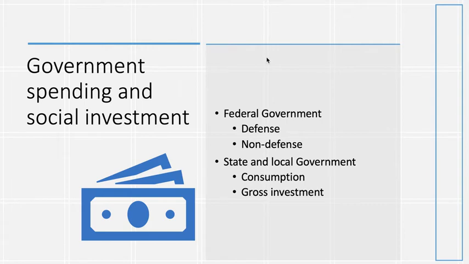The next item is G for government spending and social investment. It's broken out by, in the US, federal government spending, two categories: defense spending, and that is a broad category that includes money that's spent on our armed services and weapon systems, sort of everything in between. And non-defense federal government spending. So the federal government spends money to employ a whole bunch of people that work in different agencies.